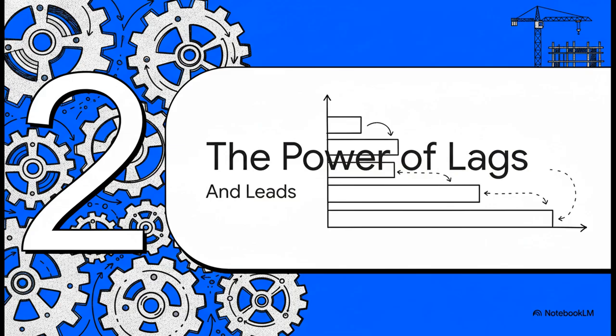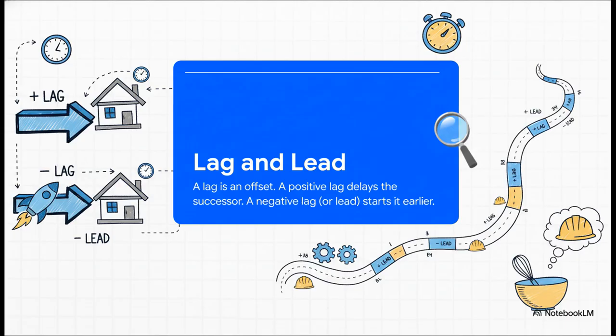Okay, now we get to the real game changer. Knowing those 4 relationship types is great, but the true power to create realistic schedules, well, that comes from understanding and mastering lags and leads. So what even is a lag? It's simple, really. It's just an offset, a built-in waiting period between 2 activities. A positive lag creates a delay, and a negative lag, which we also call a lead, lets the next task start a little bit early. This is the secret sauce that adds all the nuance to our logic.